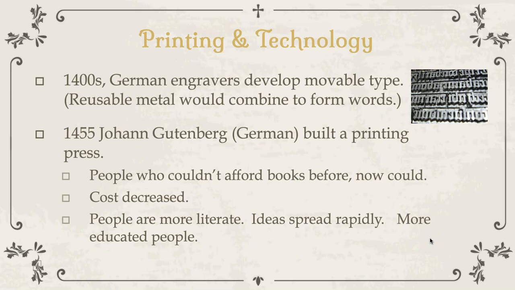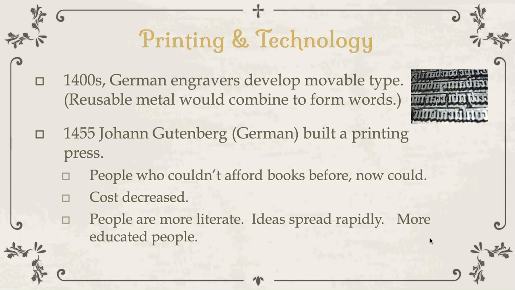The big change really comes, though, in the 1400s. We see that German engravers start to create typesets, and they create them out of metal, and you could combine the letters to make words, and those words could make paragraphs from there. This is not dissimilar from what the Chinese had been doing for a long time, but this is really the first time that we start to see it on a mass-produced scale in Europe.